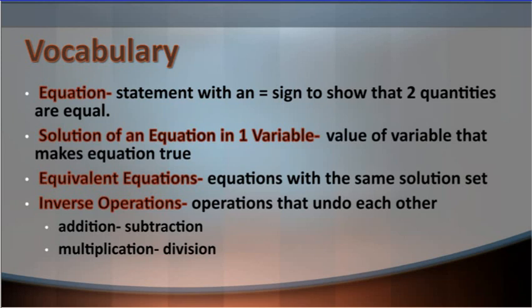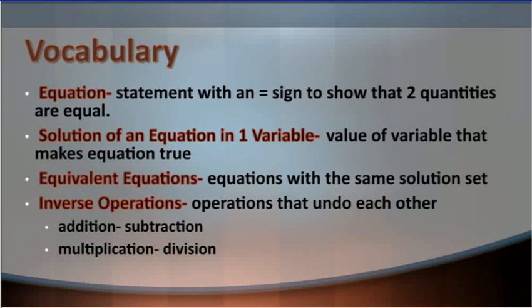An equation is just a statement with an equal sign that shows that two quantities are equal. So if both sides are not equal, you should not have an equal sign in between. And the solution of an equation with one variable is the value of the variable that makes the equation true. If they give you an equation with one variable, you need to solve for that variable, and that one variable is going to make that whole statement true.